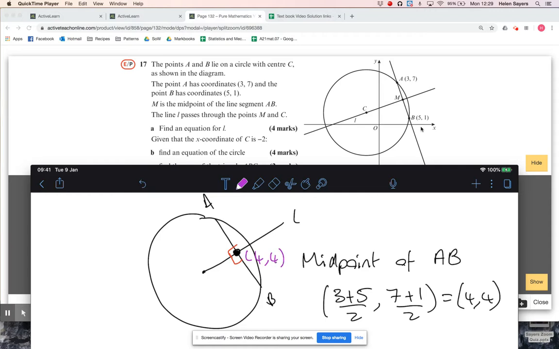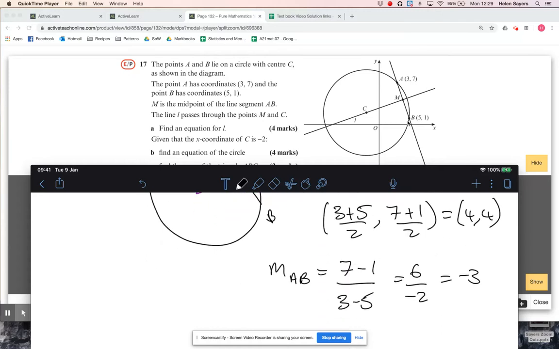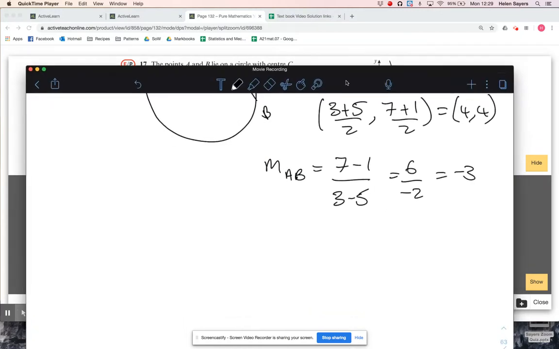And then we've just said that line L will be perpendicular to AB. So if we get the gradient of AB, again I'm still looking at these coordinates, so change in y, so 7 minus 1 over change in x, so 3 minus 5. So 6 over minus 2 is minus 3, and yeah, it should be a negative gradient. So, sorry, I could see what I was doing. Right, let's just run through that again.